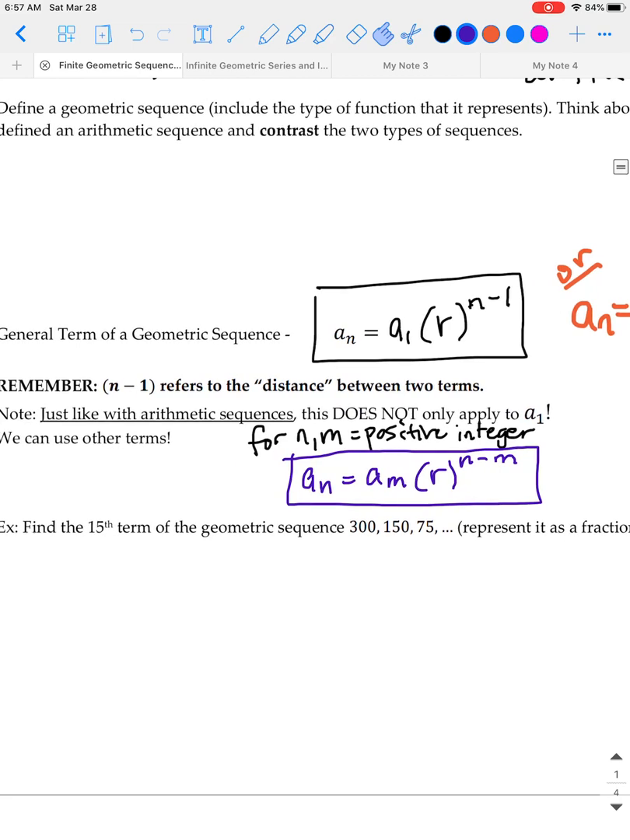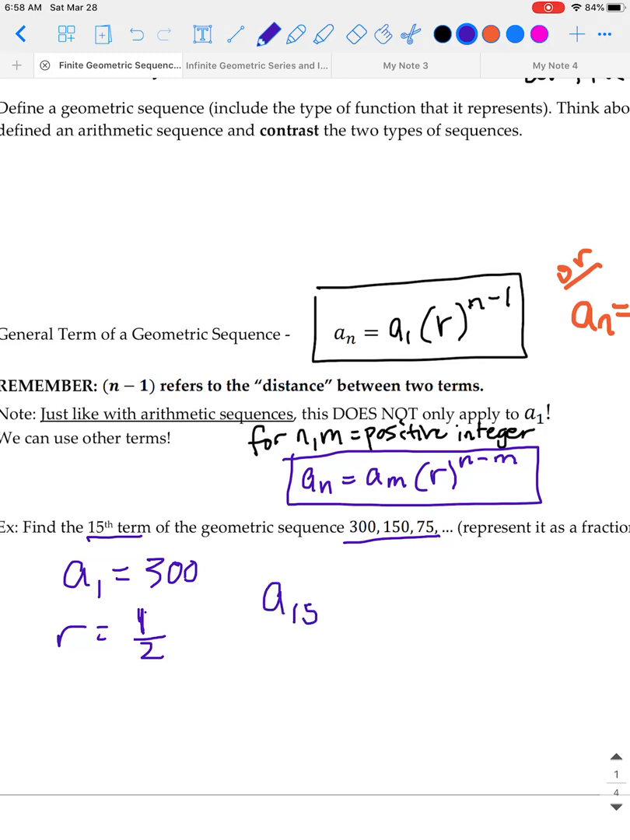So we'll look at the first example here then on the bottom, which is find the 15th term of the geometric sequence 300, 150, 75. And it says represented as a fraction because clearly if we're taking the 15th term, we're going to have some really small numbers here as our sequence is decreasing in size. And I think we can clearly see a sub 1. So a sub 1 is 300. And our common ratio is pretty easy to see as well. If I take any ratio of successive terms, I'm going to get 1/2.